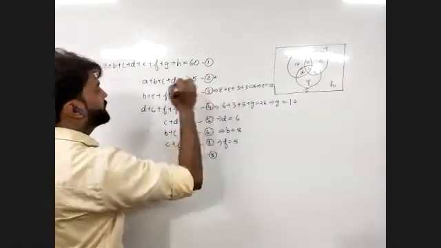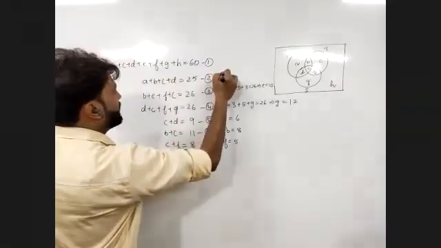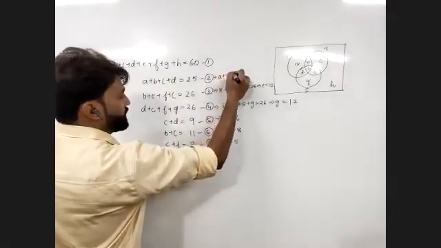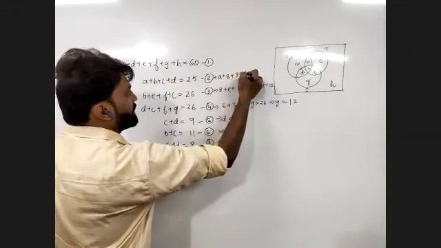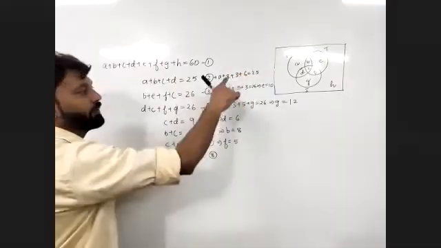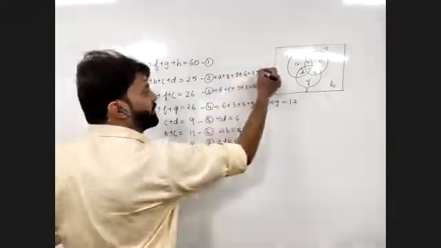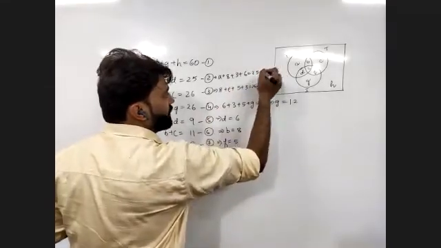यहाँ पर put up कर लेते हैं. In place of A, we do not have. B is 8, C is 3, and D is 6 is equal to 25. So 11 plus 6, 17. So A equal to 8.